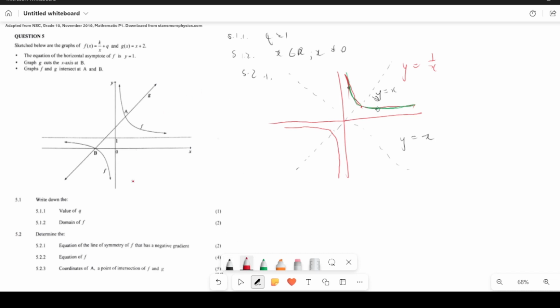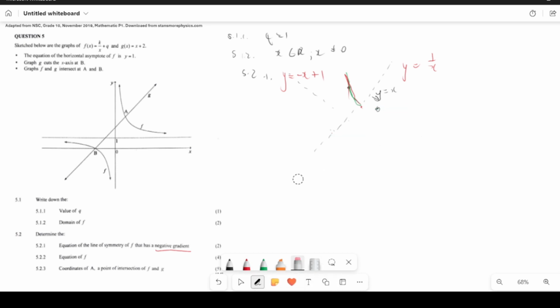Right, so knowing this now, remember that the parent function has these two lines of symmetry, y is equal to minus x and y is equal to x. They asked us for the negative gradient, so we focus on this line. Now, what happened to the function? Did the function not shift 1 unit up? So therefore, everything will shift 1 unit up. From the parent function, everything will shift 1 unit up. And so therefore, the line of symmetry of f that has a negative gradient should have the equation y is equal to minus x plus 1. Okay?